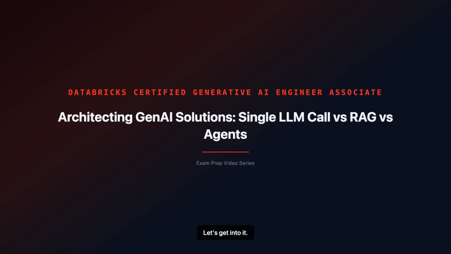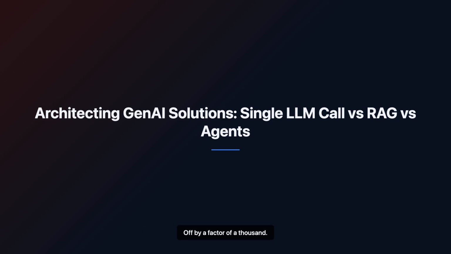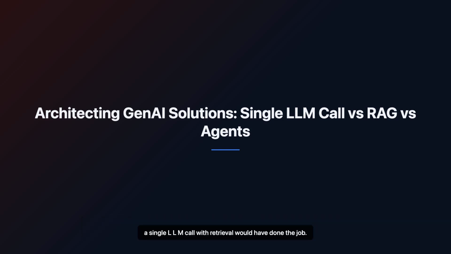Let's get into it. A team I'll call DataDino shipped a dinosaur chatbot that confidently told a school group the T-Rex went extinct 65,000 years ago, off by a factor of 1,000. The fix took weeks, because the team had reached for a 5-agent supervisor architecture when a single LLM call with retrieval would have done the job.